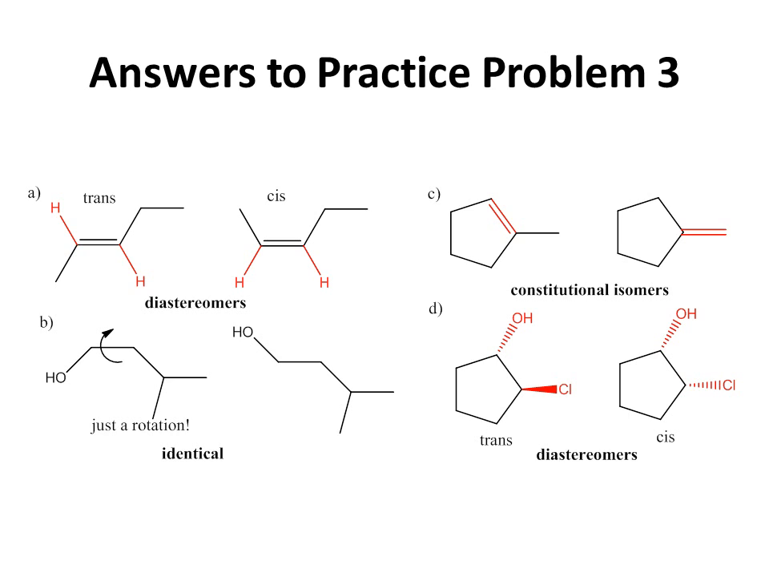So these are constitutional isomers. In D, we have another trans-cis situation, but this time we're talking about wedges and dashes on a ring. So you have a chlorine and an OH group pointing in opposite directions. In the first case, that's trans. And now they're both pointing away from us. In the second case, that's cis. So these are diastereomers because the OH and the Cl bond have different distances from each other. In the trans case, they're further apart than in the cis case.